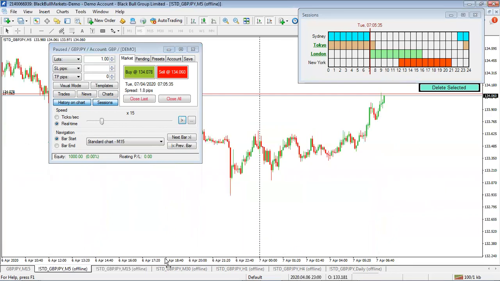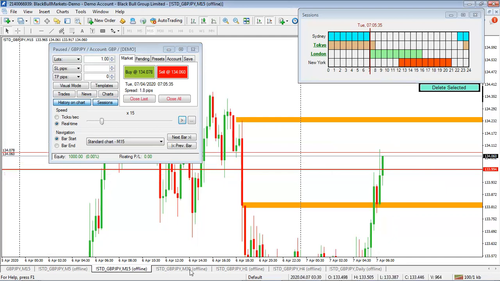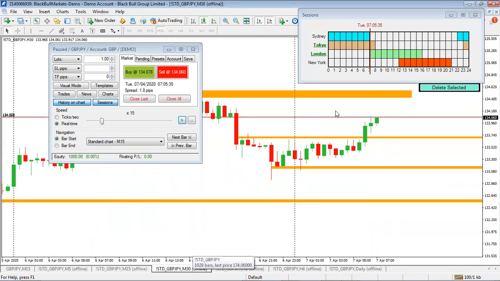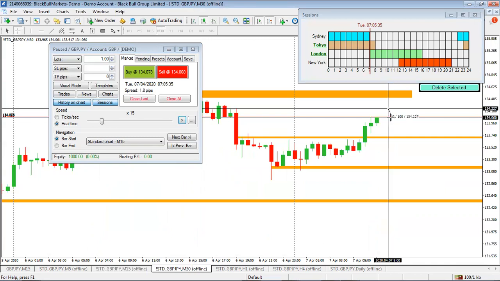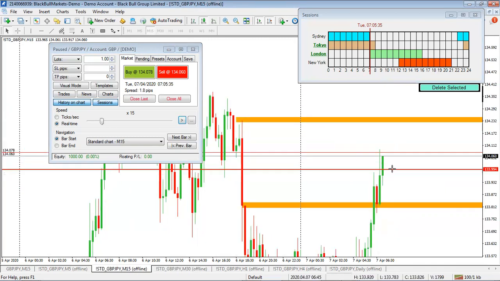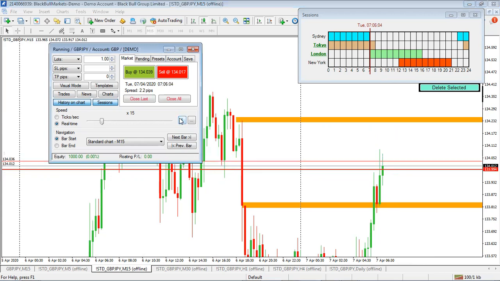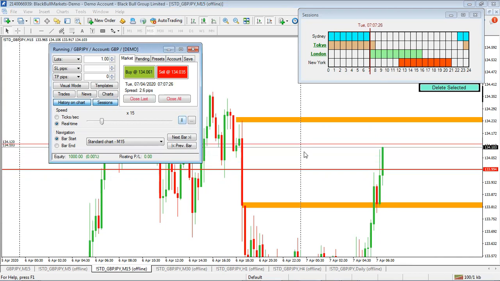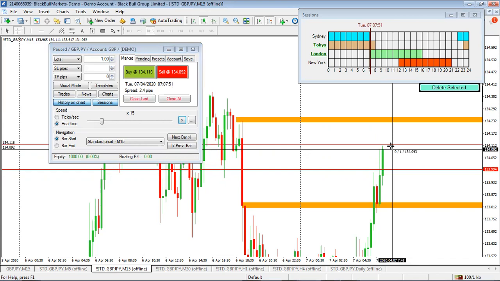Let's see how it goes. So sharp. Now we're almost at the top there, so it's not advisable to jump in. But let's cross this. We can still do about 15 pips. Now we crossed above this previous candle high, then I'm going to execute now.